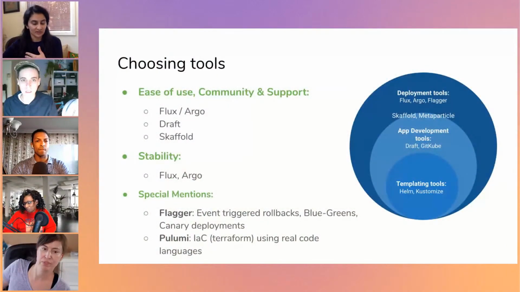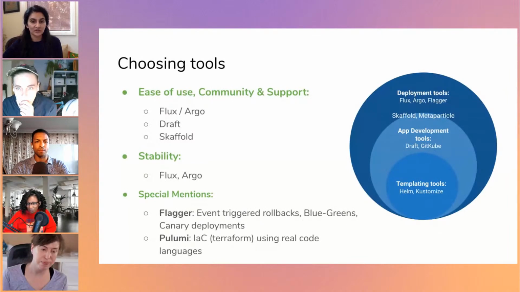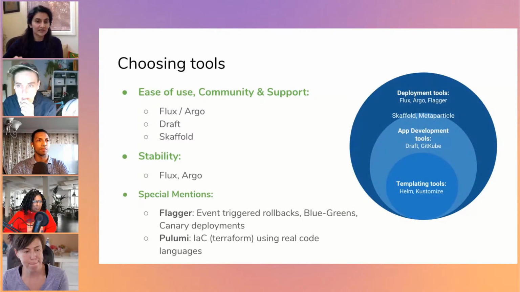All right. I see we're almost out of time, so I'm going to go really quickly through the last 2 slides. So outside of ease of use, there's stability. Flux and Argo would be considered pretty stable because they're pretty popular. They are being used in production pretty commonly now.